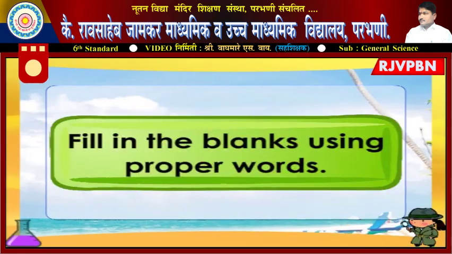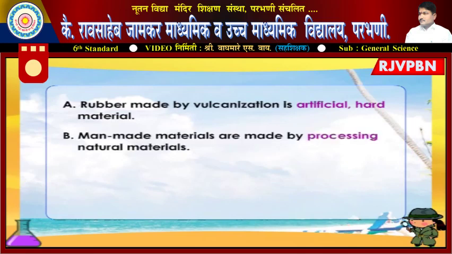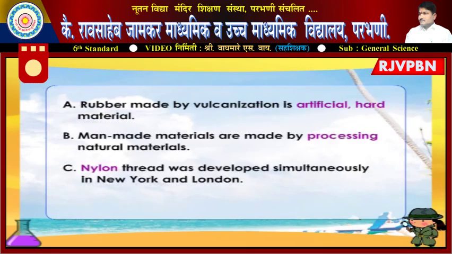Exercise: fill in the blanks using proper words. Rubber made by vulcanization is an artificial hard material. Man-made materials are made by processing natural materials. Nylon thread was developed simultaneously in New York and London. Rayon is also known as synthetic silk.